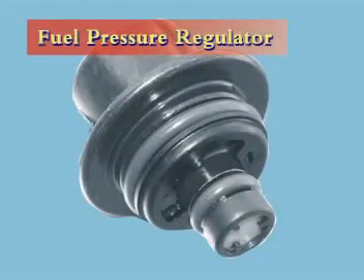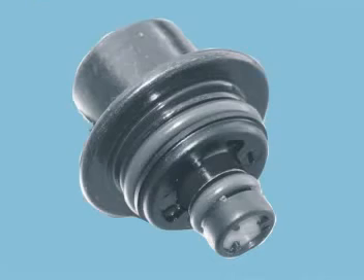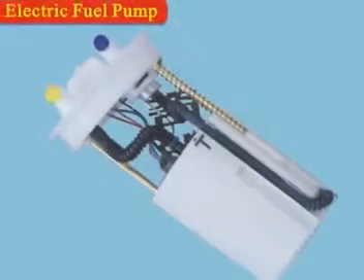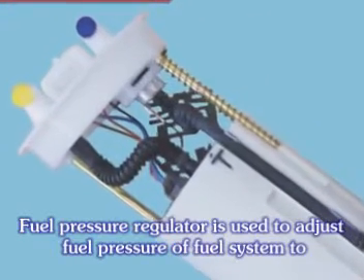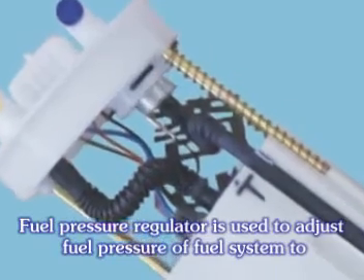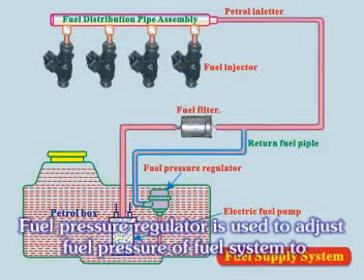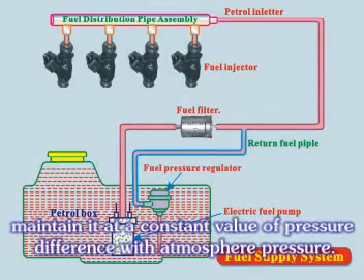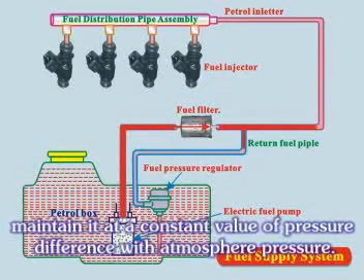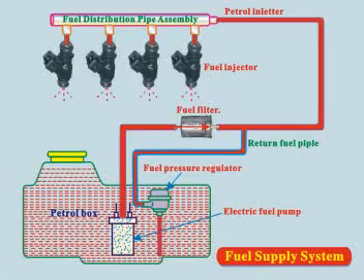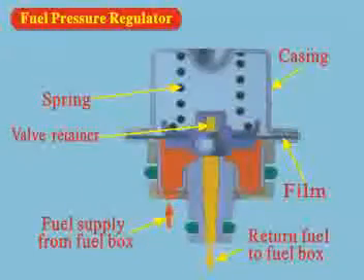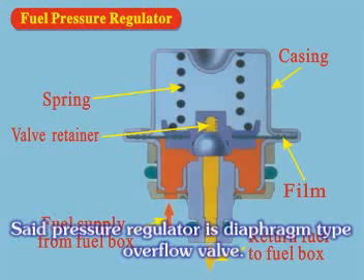Fuel pressure regulator. The fuel pressure regulator is used to adjust the fuel pressure of the fuel system to maintain it at a constant value of pressure difference with atmosphere pressure. The pressure regulator is a diaphragm type overflow valve.